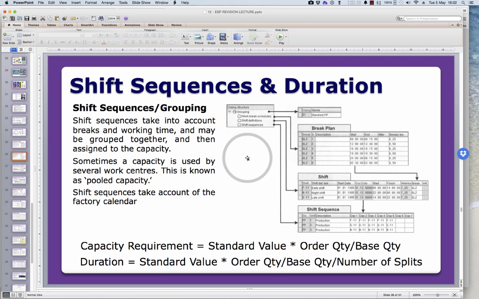So capacity requirement is a standard value of capacity times order quantity over a base quantity, and then you have duration, which is pretty much the same thing but divided by the number of splits. So splits are a thing which you can do to do activities in parallel, so perhaps we'll come on to splits, because you've got to watch out between shift sequences, which is defining who can work when, and other sequences which allow you to split things.